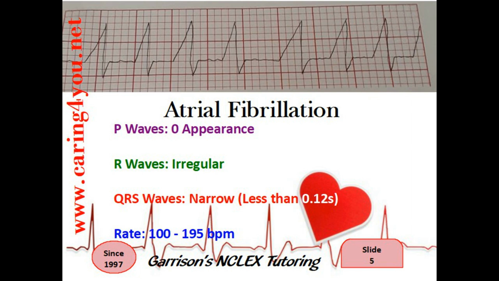So, that's how we figure out atrial fibrillation. The P wave is non-existent. The R wave is irregular. We can see that when we get to the fourth peak, there's more time, right? The QRS is less than 0.12, and the rate in atrial fibrillation is 100 to 195. So that's how you would find it on the NCLEX. It doesn't matter what the strip looks like if you know your P, R, QRS, and your rate. Simple. So we already learned atrial fibrillation. Now let's go to the next slide. You're doing great.